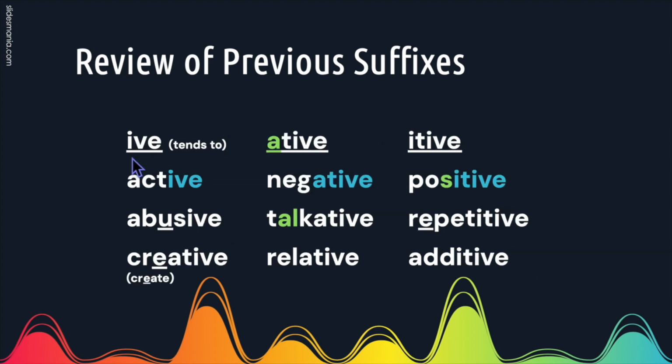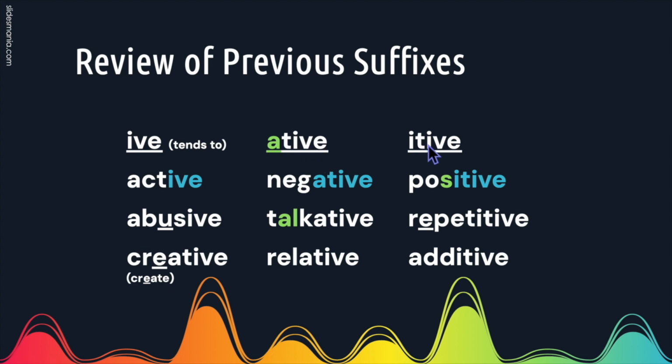The suffix IVE is pronounced IV with a short I sound. The E is only there to keep the V from being the last letter. This suffix means tends to, so the word active would mean somebody who tends to act. Abusive would be somebody who tends to abuse. Creative would be somebody who tends to create.